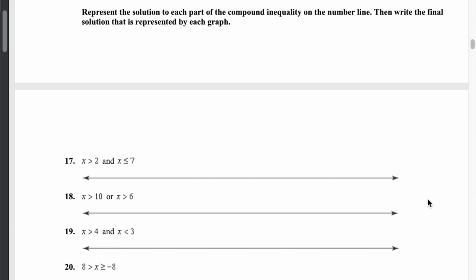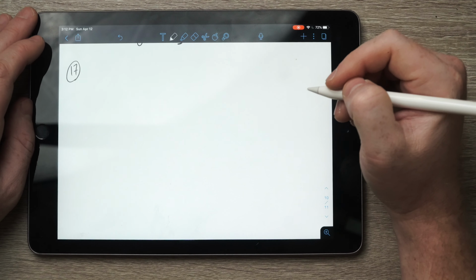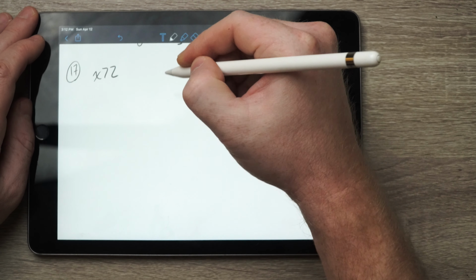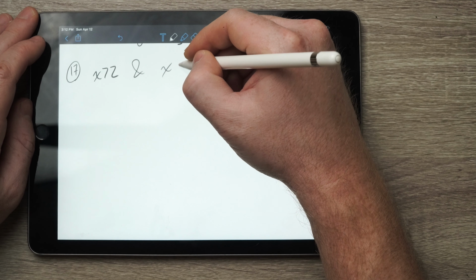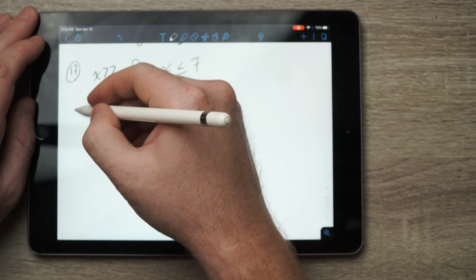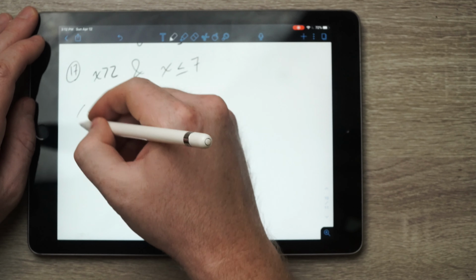All right, moving on. We have number 17, which asks us to represent the solution to each part of the compound inequality on the number line, then write a final solution that is represented by each graph. Okay, and they give us some lines to graph on. So number 17 says x greater than 2 and x less than or equal to 7. So if we graph that, then we have x greater than 2. So we'll put an open circle over 2.